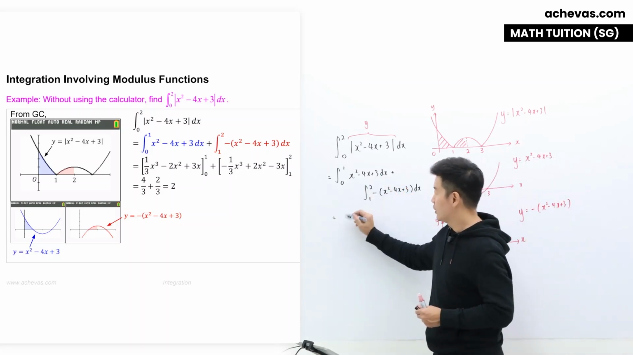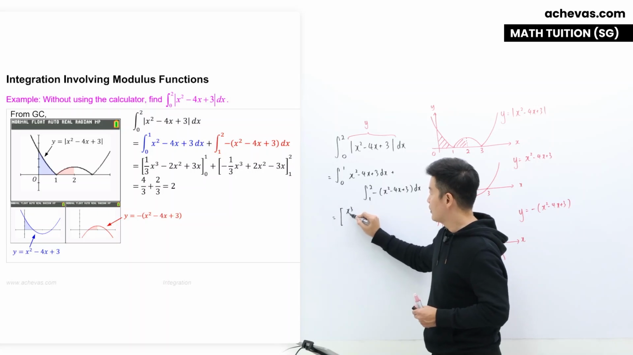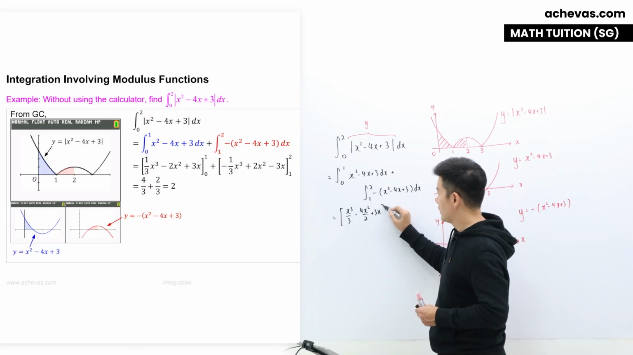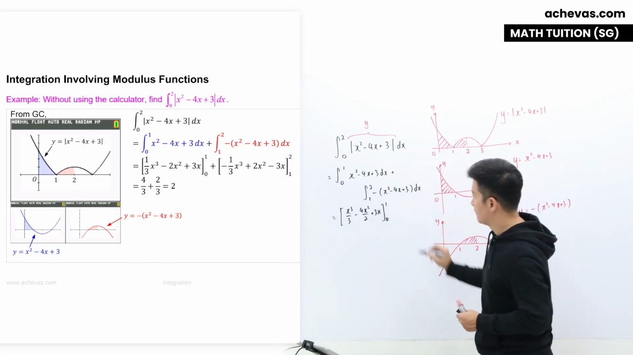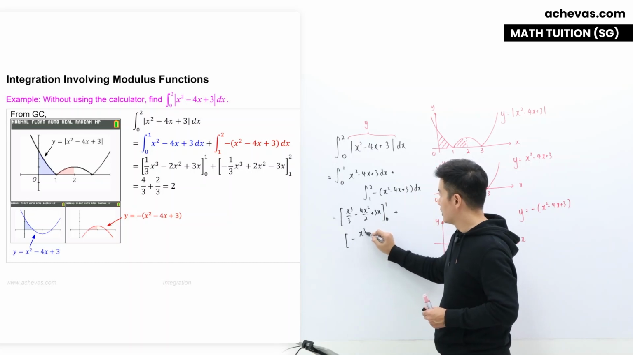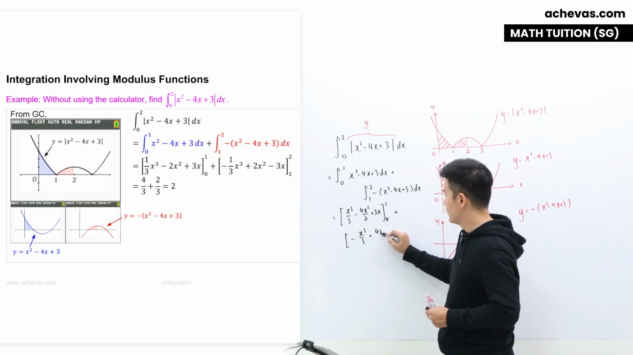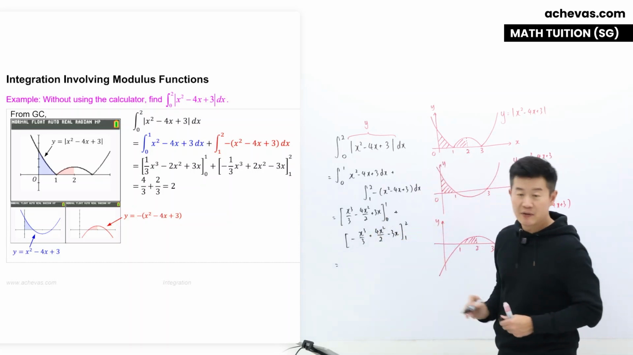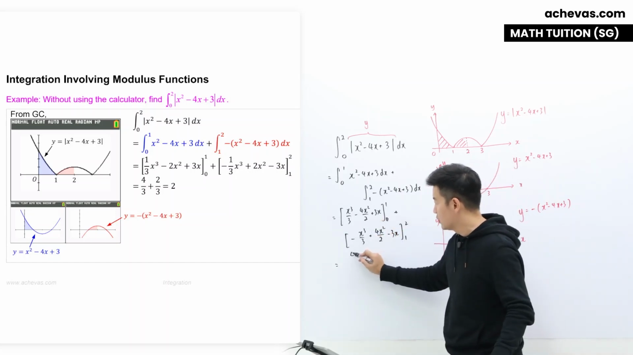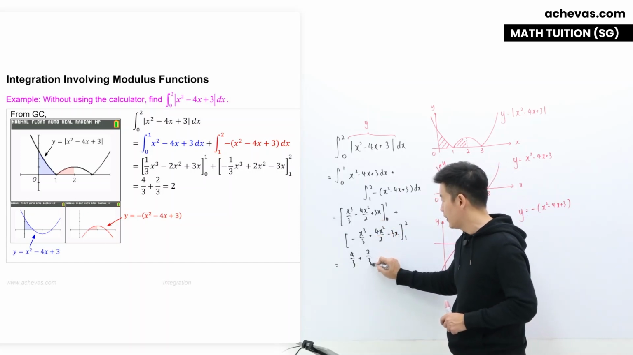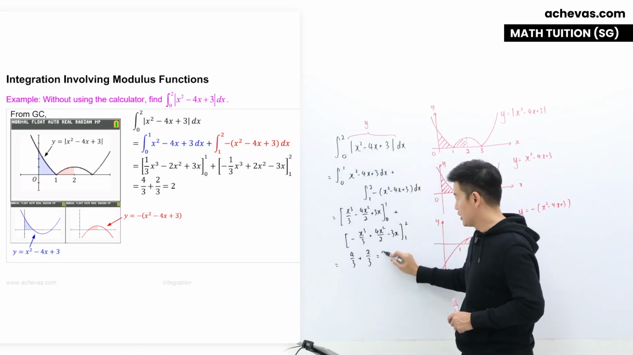So let's do that. For integration of this, it is going to be x to the power of 3 over 3 minus 4x squared over 2 plus 3x, 0 to 1. Plus this is going to be minus x to the power of 3 over 3 plus 4x squared over 2, then minus 3x from 1 to 2. If I were to be evaluating this, this is going to be equal to 4 over 3. This portion here will be 2 over 3. So this is going to be equal to 2.